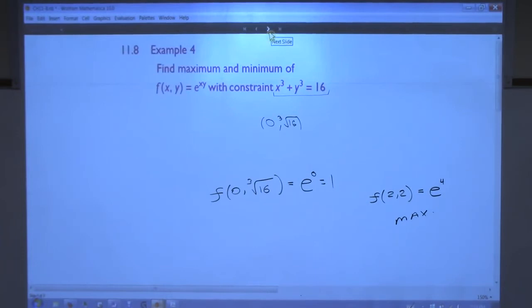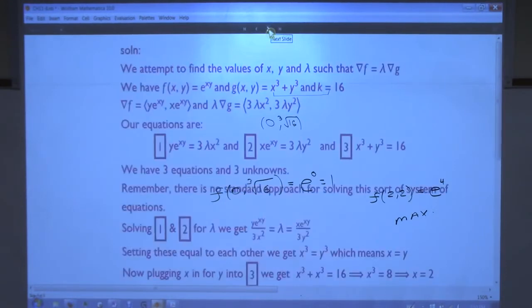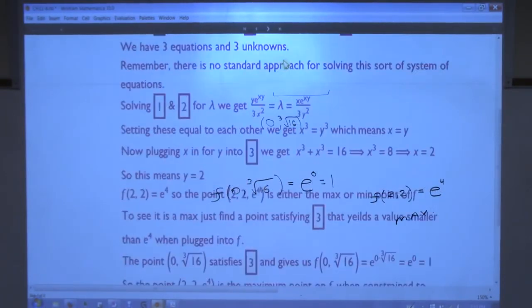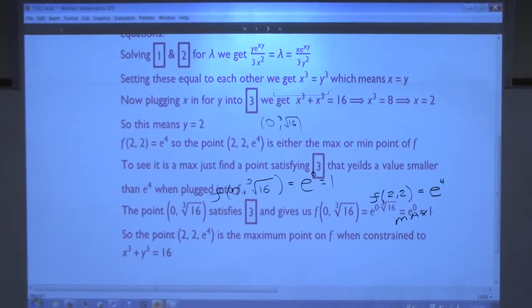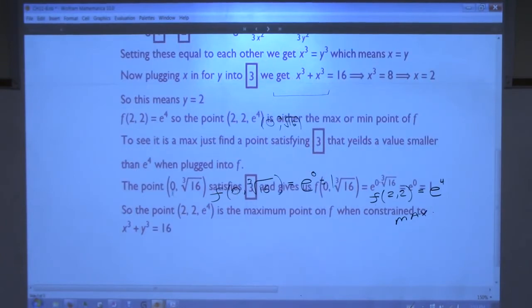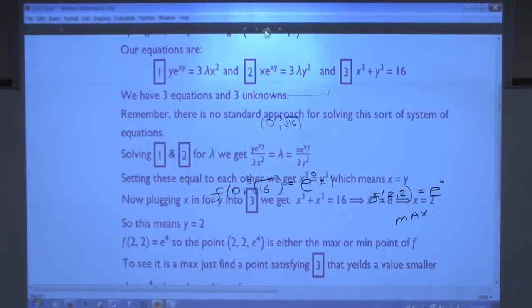How do we know what point is fixed? Any point. Yeah, it has to satisfy the constraint, though. In my notes, I actually worked out the work for that one. Oh, look, I even did a point. To see if it's max, find a point satisfying the constraint that yields a smaller value, plug in. See, I even used 0, cube root. I forgot I put that in there.